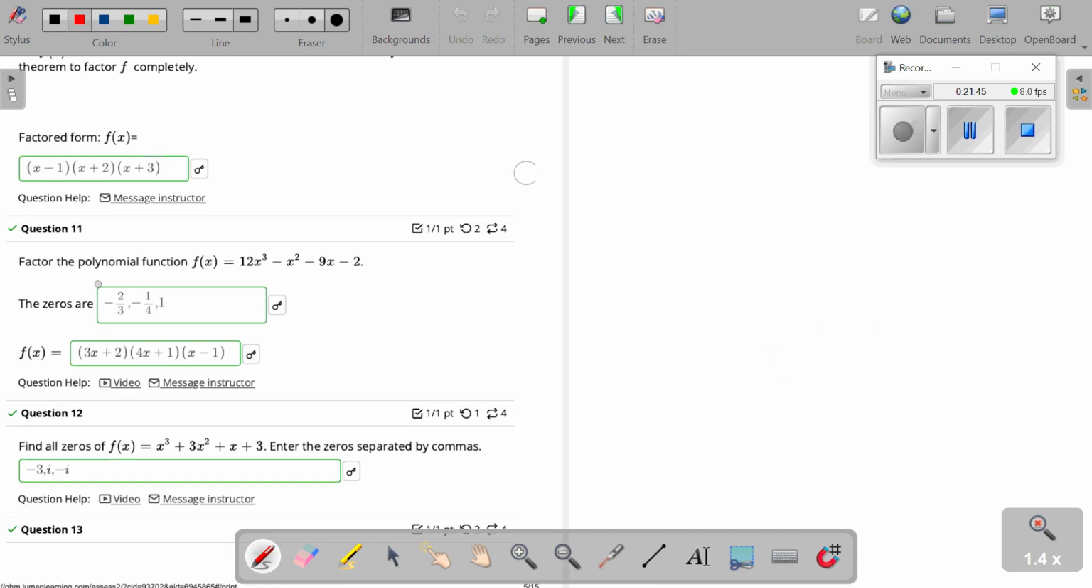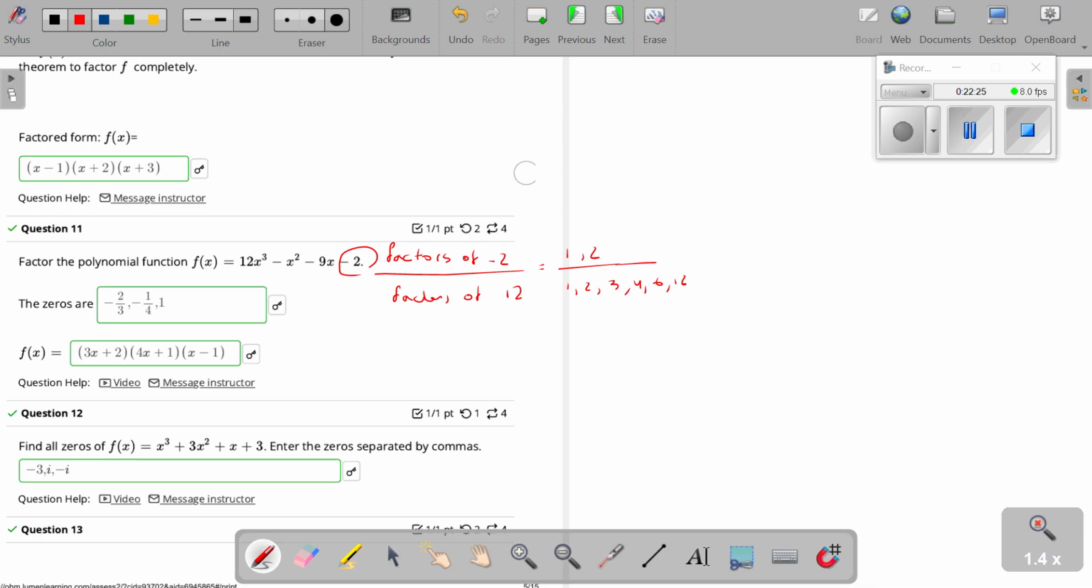Okay, for this question, we want to factor the polynomial. As you see, I cannot easily factor this. I cannot put them in groups and factor using the grouping method. So what I can do here is just use the method that we did before: factors of the constant term, which is -2, and factors of the leading coefficient. Factors of 2 are 1 and 2. Factors of 12 are 1, 2, 3, 4, 6, and 12.